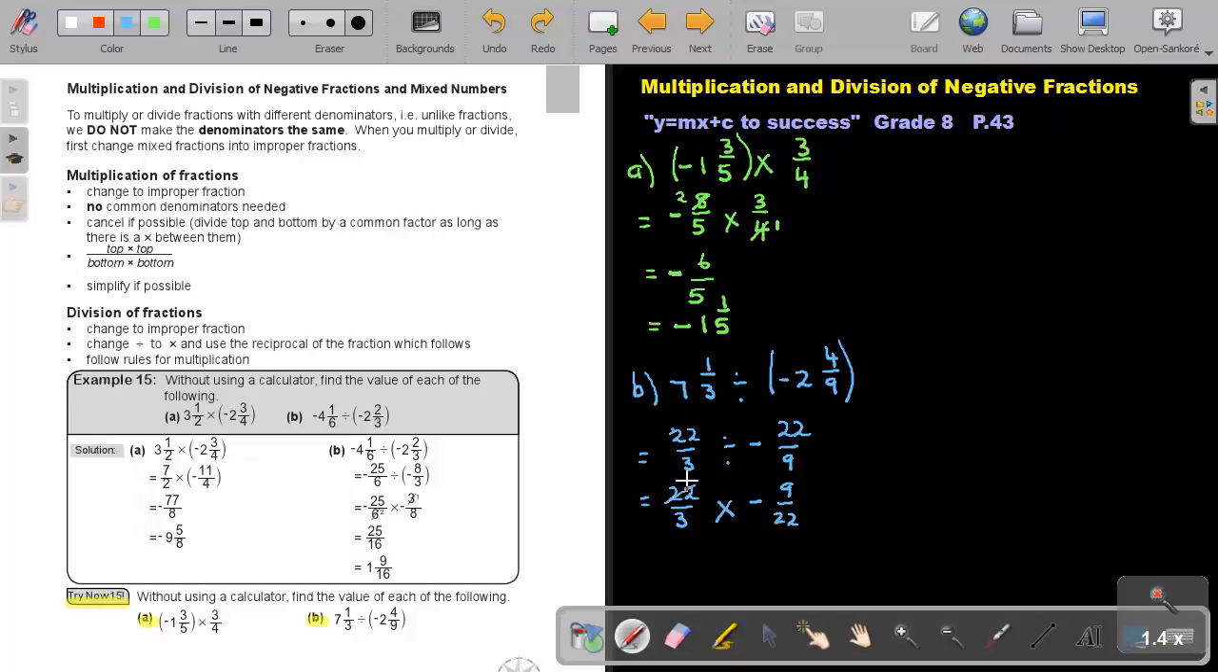And then 22 can go into itself 1 time. 3 can go into 3 1 time. 3 can go into 9 3 times. And then look at your signs. There's one negative sign. So it's an odd number, so the sign will be negative. And 1 times 3 will be 3. 1 times 1 is 1, but that is actually just negative 3.